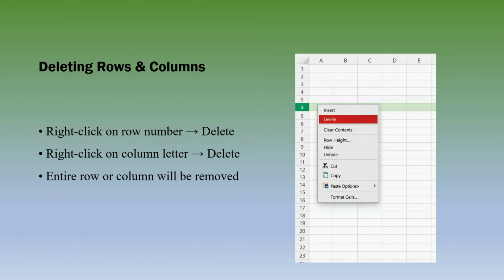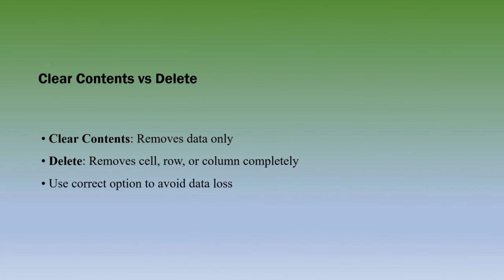To delete an entire row, right-click on the row number and select delete. To delete a column, right-click on the column letter and choose delete. This will completely remove the selected row or column. Clear content removes only the data inside the cell. Delete removes the entire cell, row, or column. Always choose the correct option to avoid losing important data.